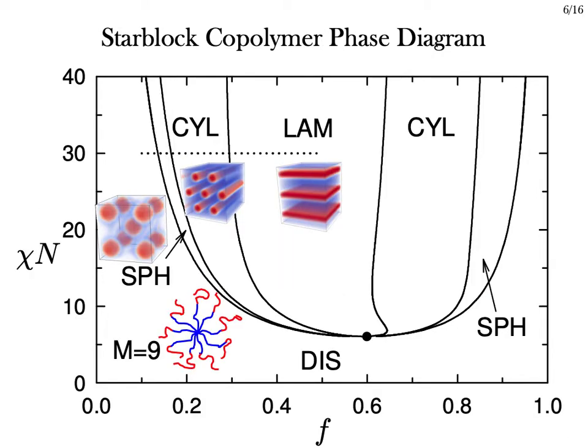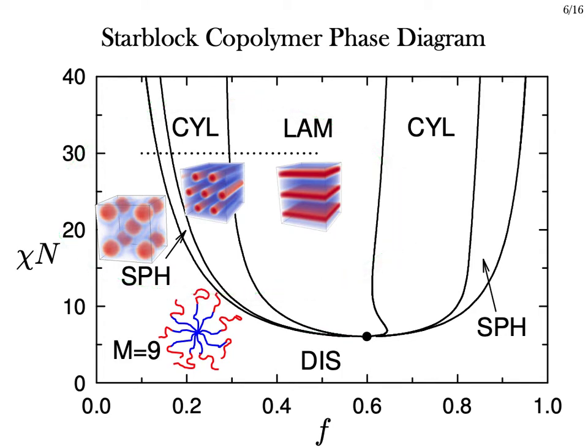Most of this talk concerns 9-arm stars, which are structured as depicted here. As with the triblocks, we need the A blocks, drawn in red, to form small glassy domains, connected by the B blocks, which form a soft matrix around these glassy domains. The phase behavior for Starblock copolymers looks very similar to the linear triblock. The disordered phase is found at small chi N, and the usual periodic phases are found at higher chi N.